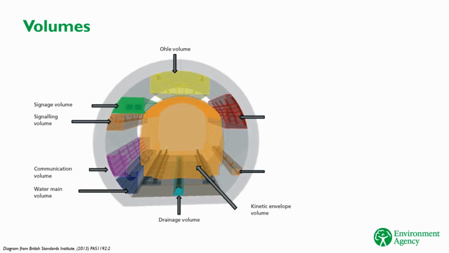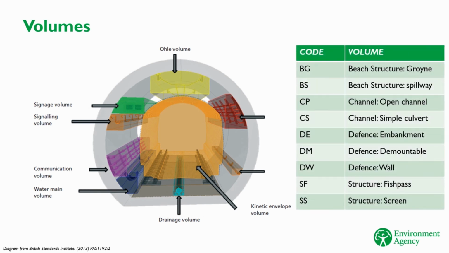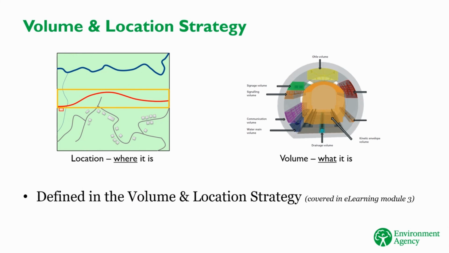This diagram is included in PAS 1192, the standard which defines key terms and procedures for BIM. It illustrates some example types of volumes that you might see on a project. As you can see, this is a cross-section through a train tunnel, and the volumes relate to the features inside the tunnel. In the EA, we have a standard list of volume codes which align to the types of asset we maintain. This table shows a subset of the volumes we use. Again, the volumes relate to the type of asset or feature. So, locations define where something is, and volumes define what type of thing it is. Volumes and locations are defined in the volume and location strategy. This is defined by the information supplier whenever they are commissioned to carry out work. This process will be explained in Module 3 of the BIM eLearning.